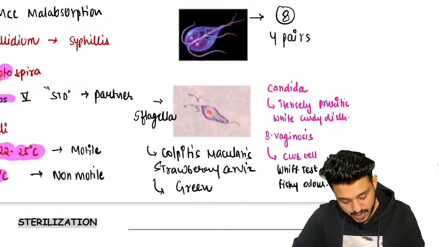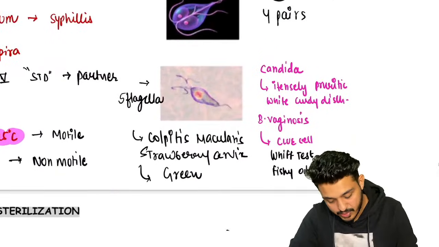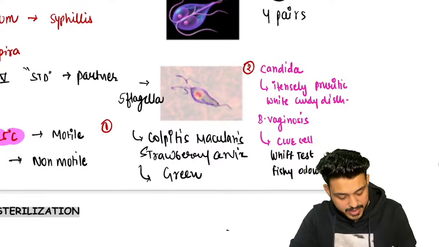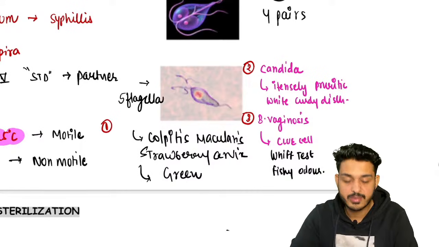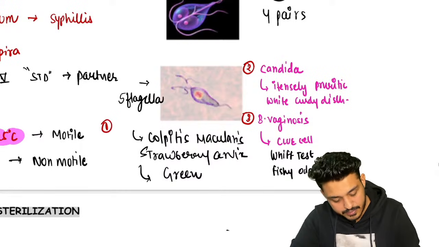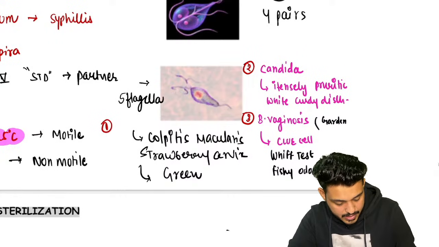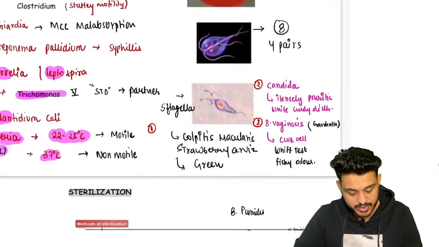Very, very important. Do not confuse. The first thing is going to be Trichomonas vaginalis. The second thing is going to be Candida, and the third thing is going to be bacterial vaginosis, right? The bacterial vaginosis is due to Gardnerella.